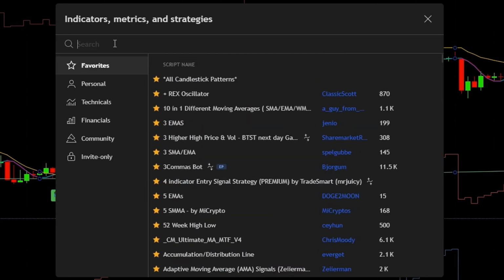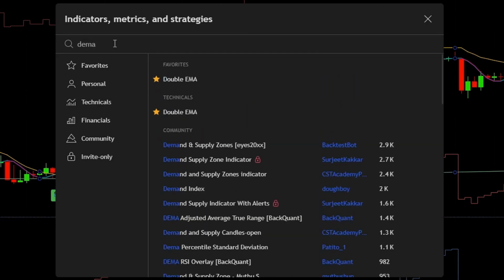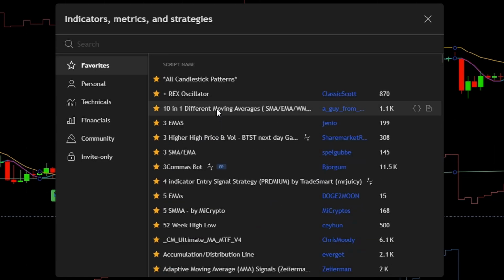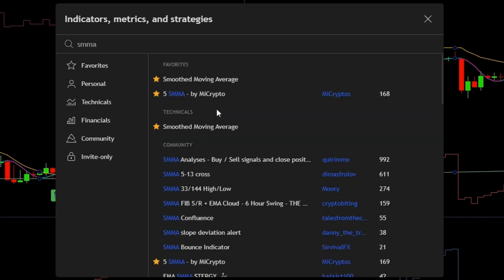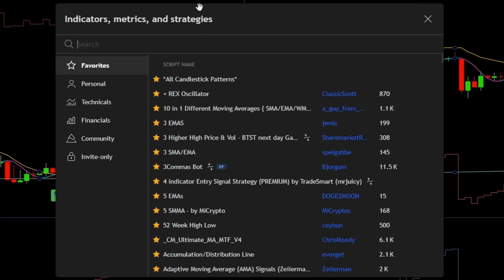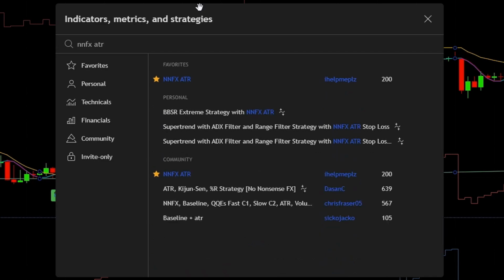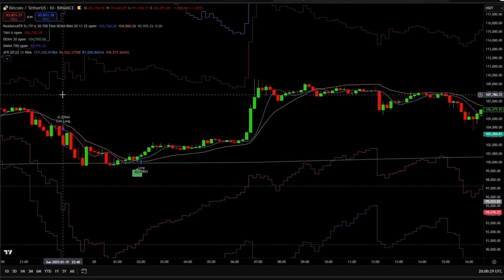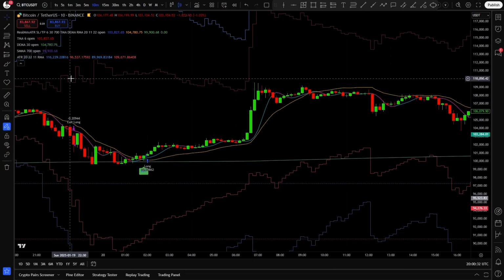The second one is the DEMA or double EMA. This is a built-in one, so click on this one. And the third is the SMMA or RMA. Add this one. And for the stop loss, the usual NNFX ATR. Click on this one.